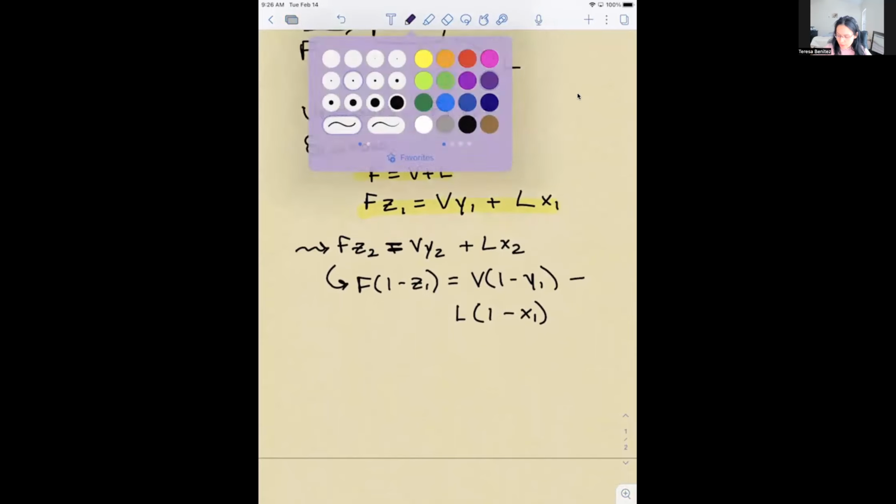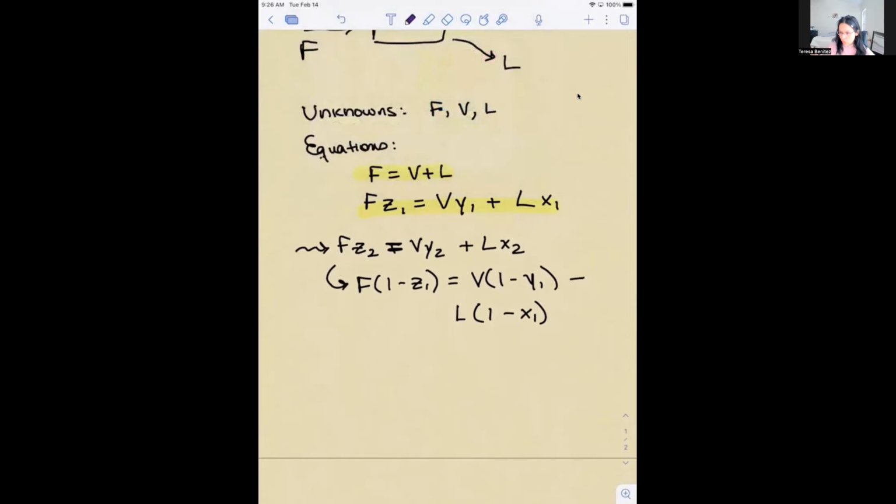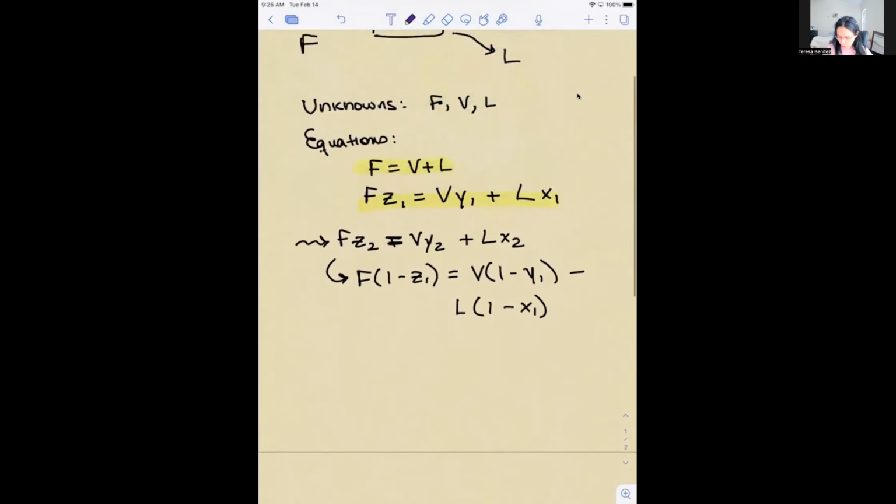Why are you not letting me pick another color? There we go. If you're good with this, but I just want to show you quickly why this doesn't work. For your case, you have 0.5 times F equals 0.576 times V, these values were given, plus 0.386 times L. This will be for component number one.